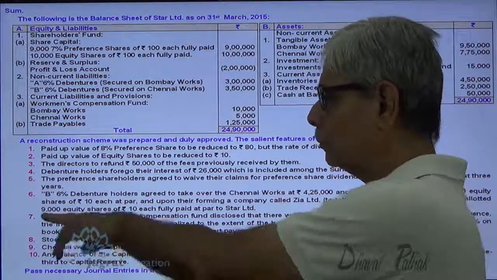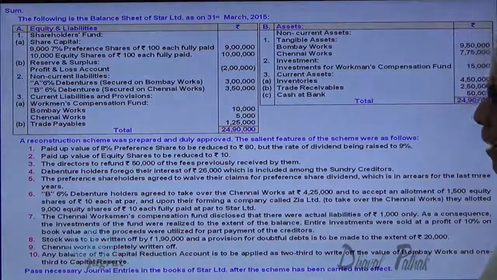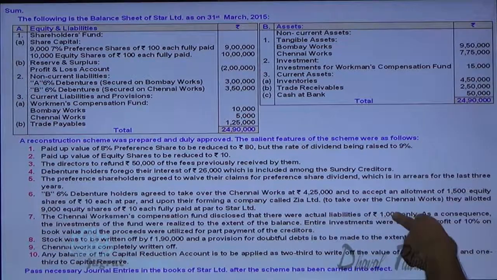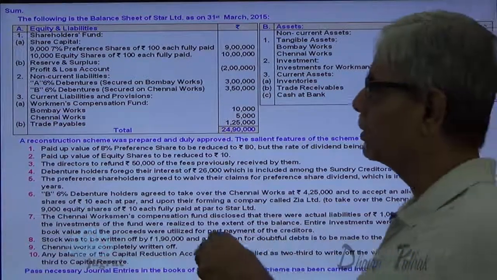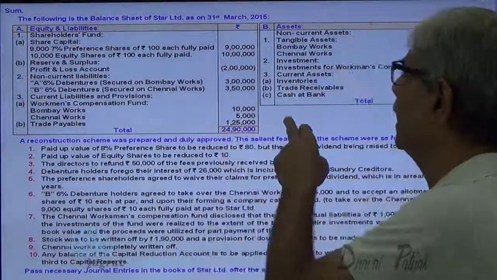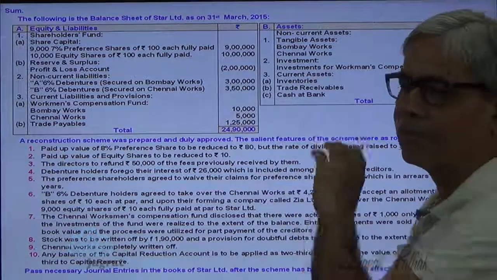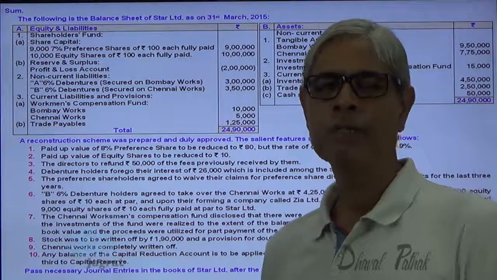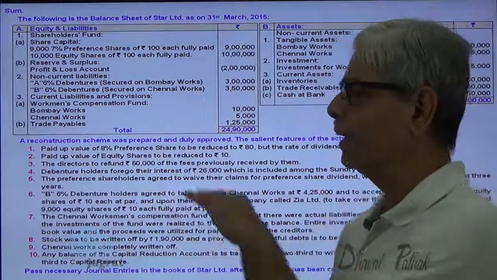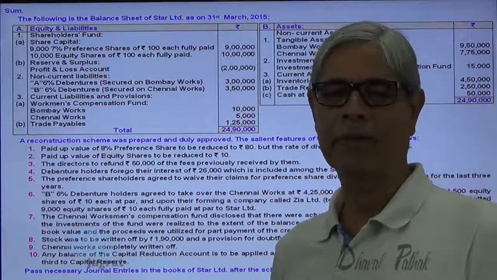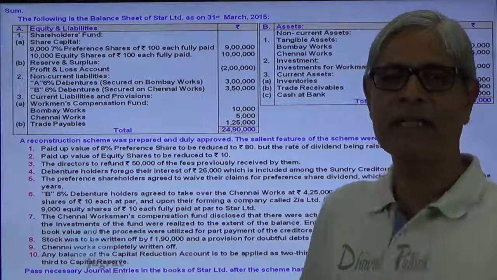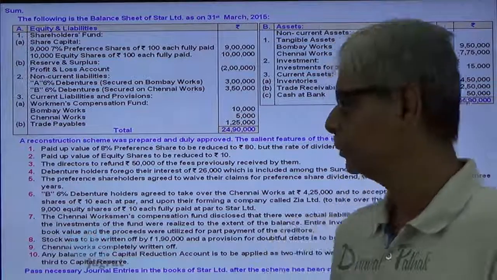Workmen Compensation Fund is disclosed, but the actual liability was 1,000. So the Workmen Compensation Fund is there as a liability and there is an investment. Out of that, the 1,000 liability and the corresponding investment is required to be maintained. The remaining liability, not payable, will be transferred to the capital reduction account, and the remaining investment not required against the provision will be disposed of.